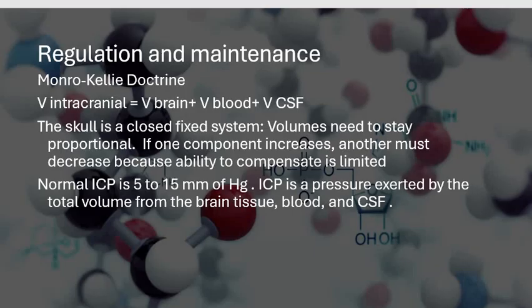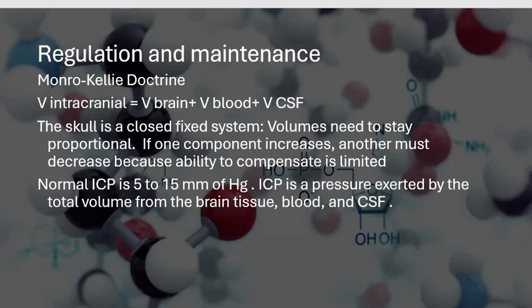On average, our normal ICP is 5 to 15 mm of mercury. And ICP actually is the amount of pressure that is exerted by the volume from the brain tissue, blood, and the CSF. So all three which we see over here combined together, the pressure of all three is what we call the intracranial pressure. And the normal range is 5 to 15.